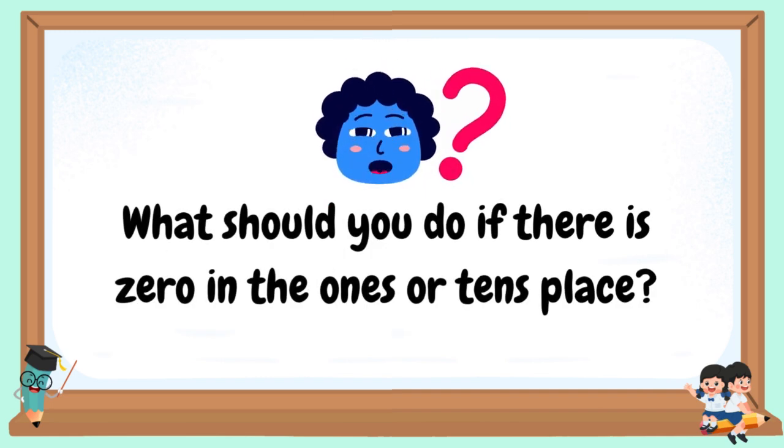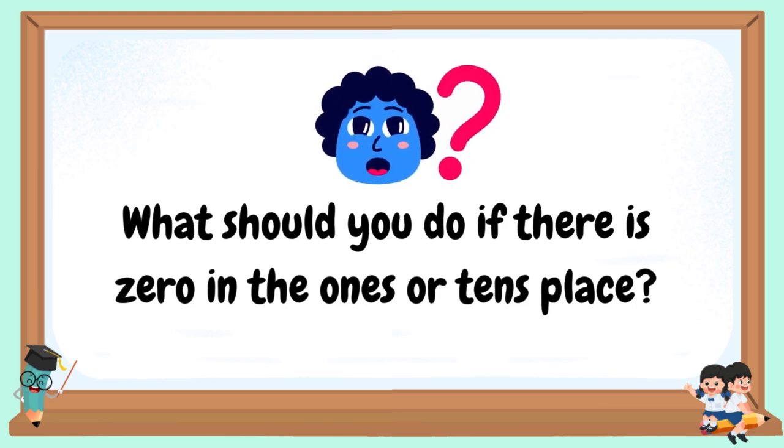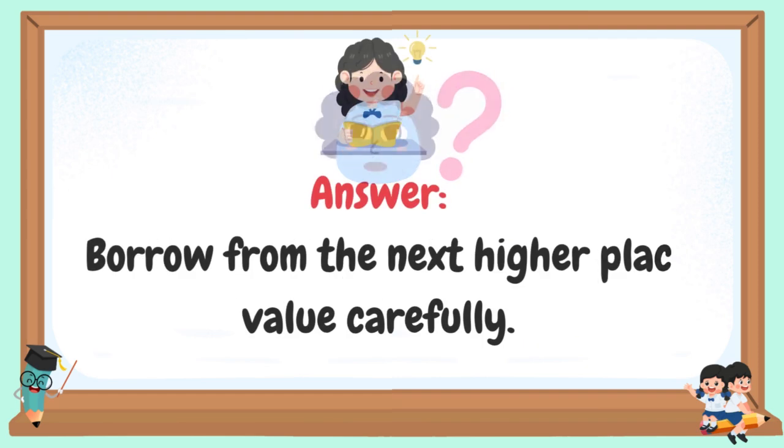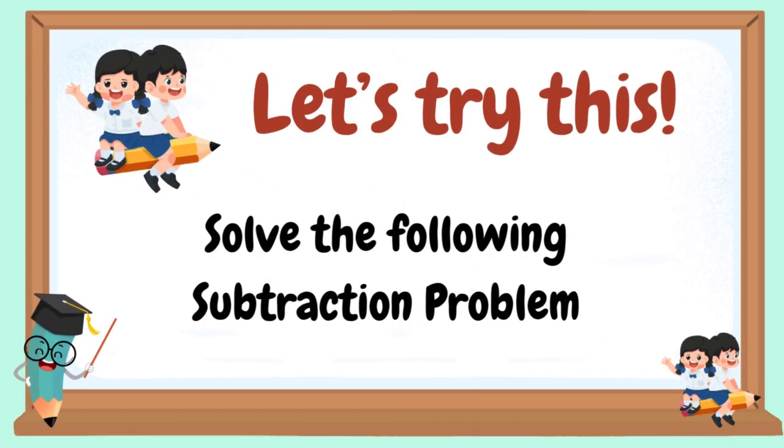What should you do if there is 0 in the ones or tens place? Answer: borrow from the next higher place value carefully. Let's try this. Solve the following subtraction problem.